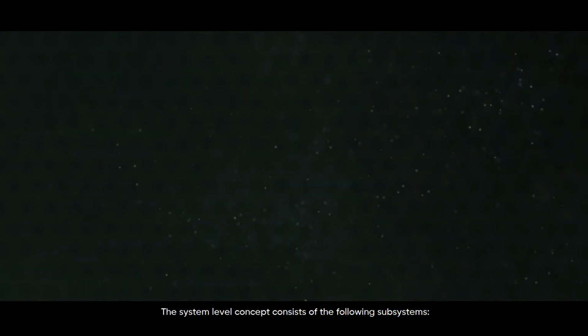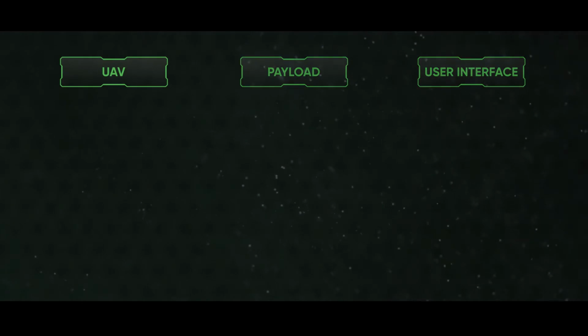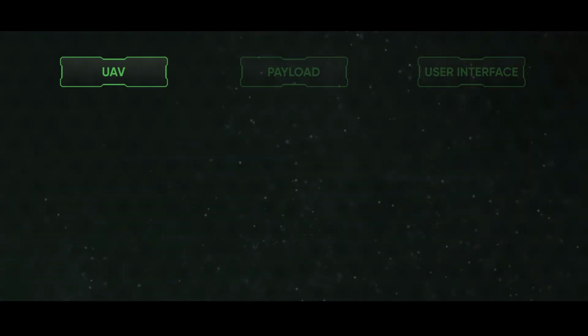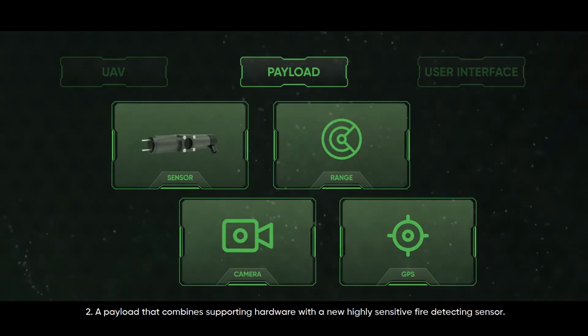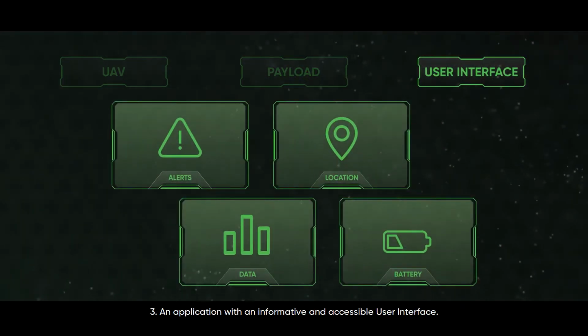The system-level concept consists of the following subsystems. 1. A UAV with high payload capacity. 2. A payload that combines supporting hardware with a new highly sensitive fire-detecting sensor. 3. An application with an informative and accessible user interface.